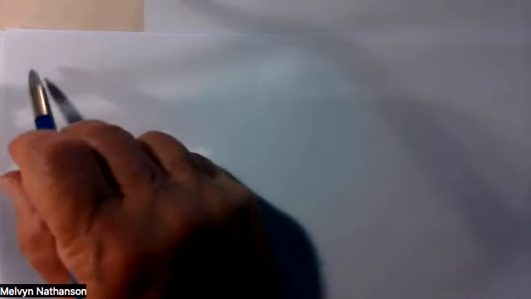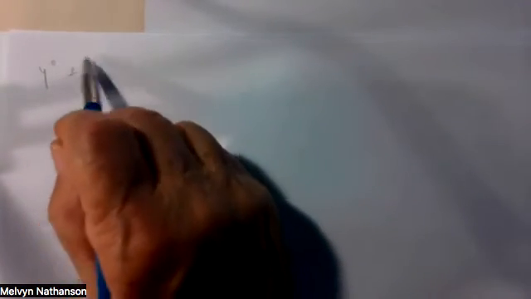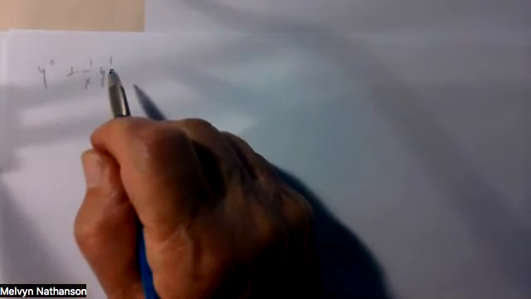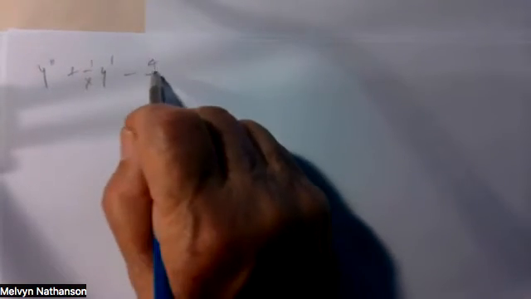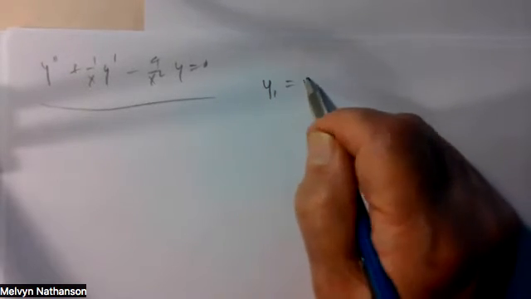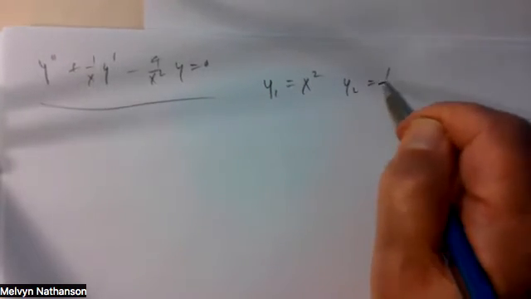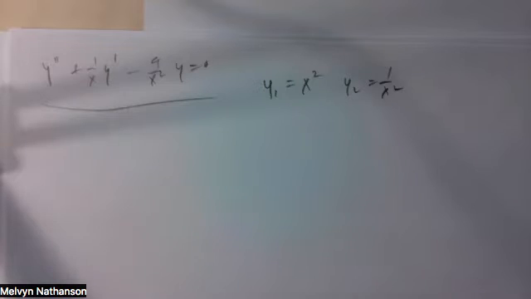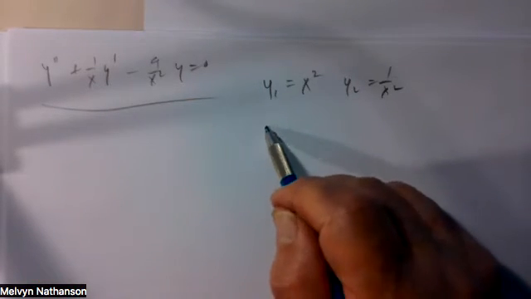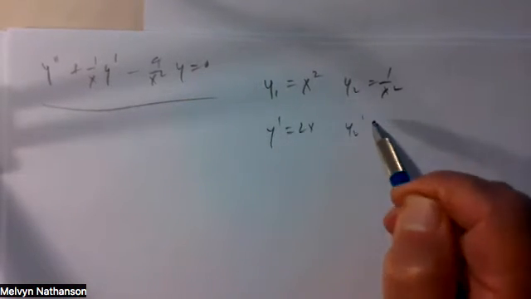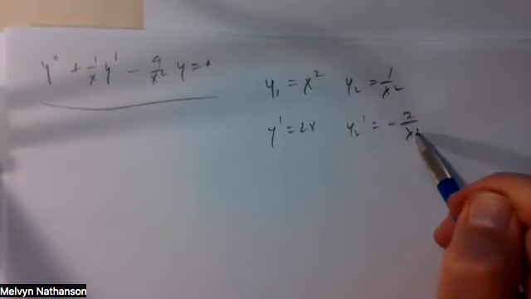So let's compute the Wronskian in two ways. Again, the differential equation was y double prime plus 1 over x y prime minus 4 over x squared y equals 0. And we had one solution y1 equals x squared, and y2 is 1 over x squared. So y1 prime is 2x, y2 prime is minus 2 over x cubed.